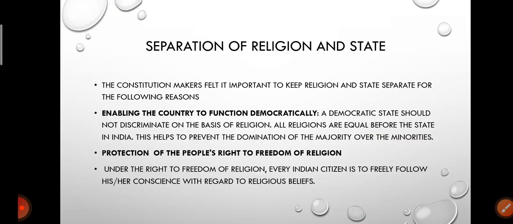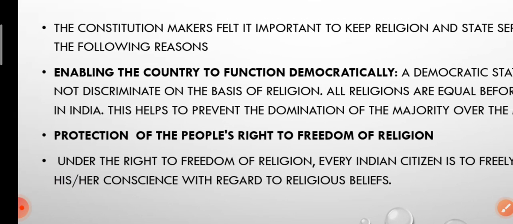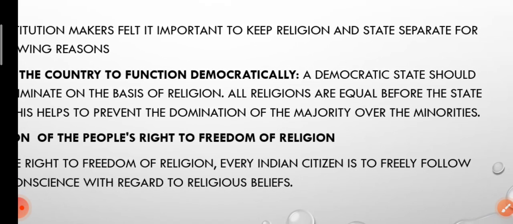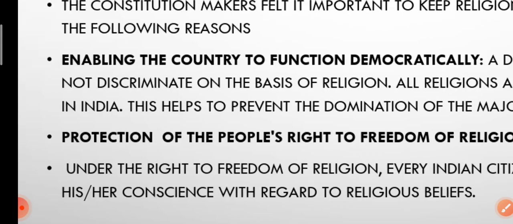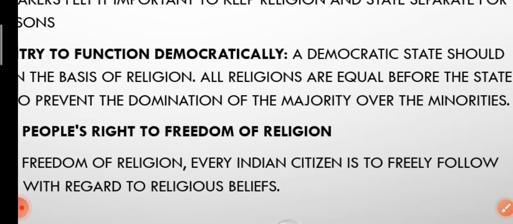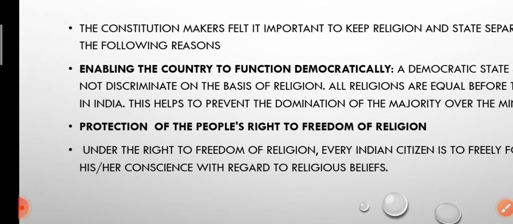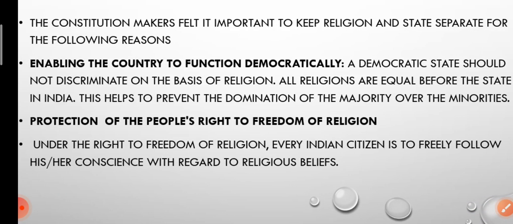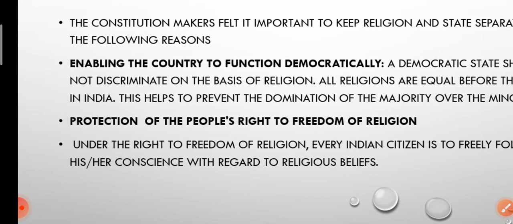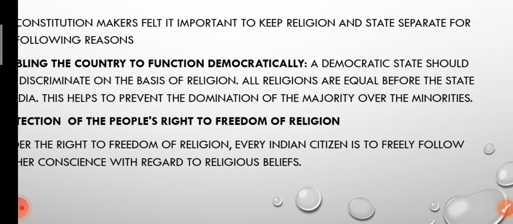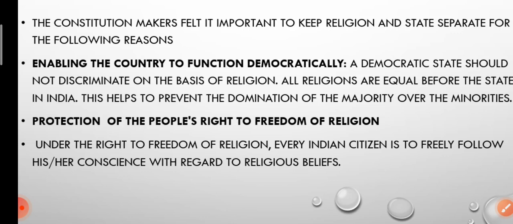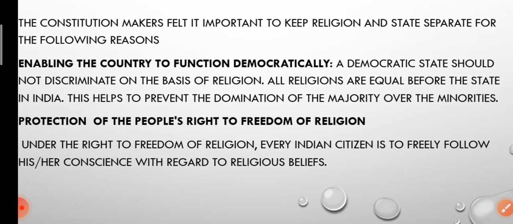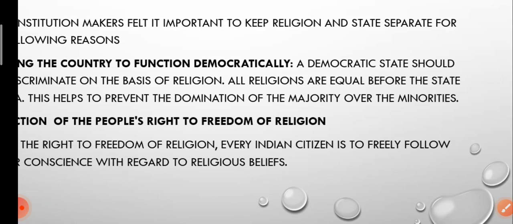Now, the separation of religion and the state. The Constitution makers felt it was important to keep religion and state separate for the following reasons. First is enabling the country to function democratically. A democratic state should not discriminate on the basis of religion. All religions are equal before the state. In India, this helps to prevent the domination of the majority over the minority. Second is the protection of the people's right to freedom of religion. Under this right, every Indian citizen is free to follow his or her conscience with regard to religious belief.